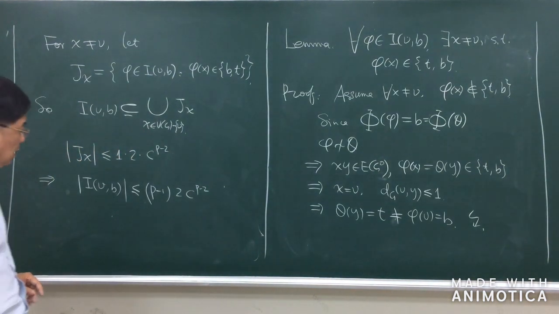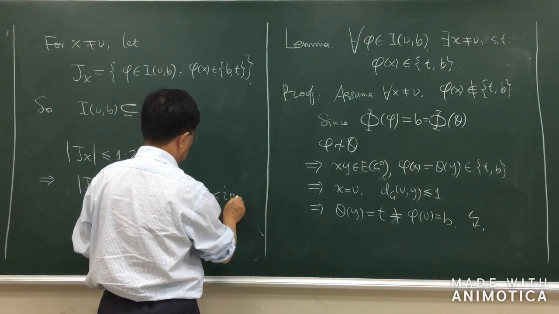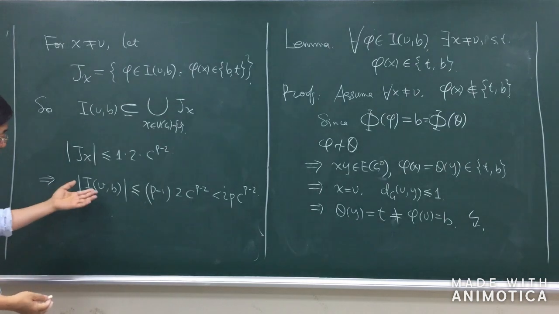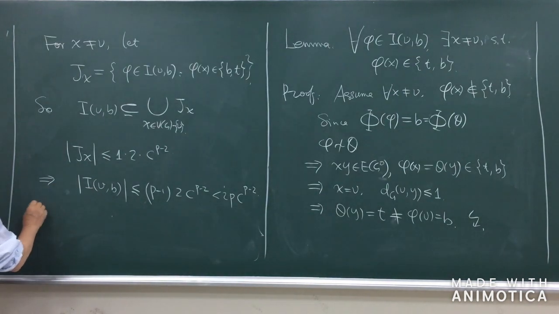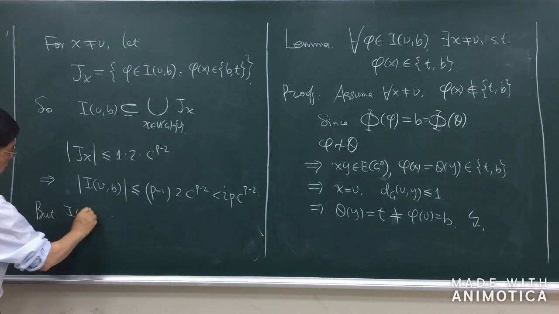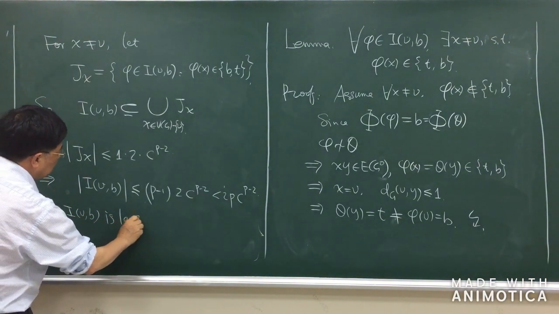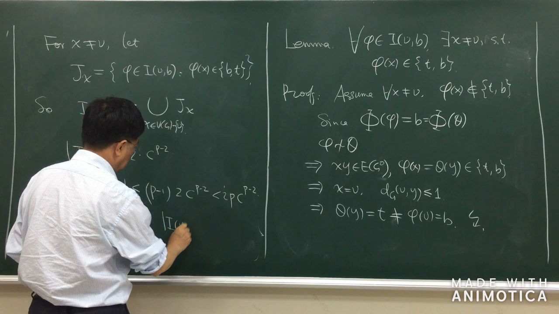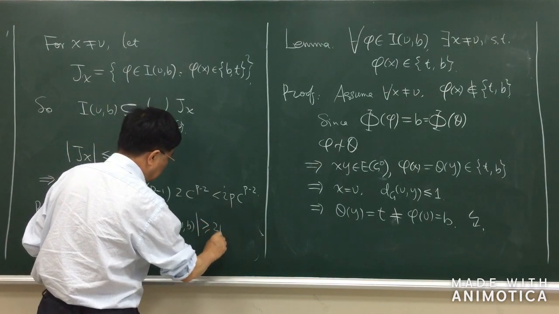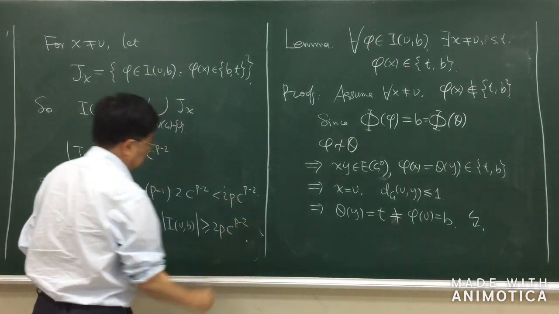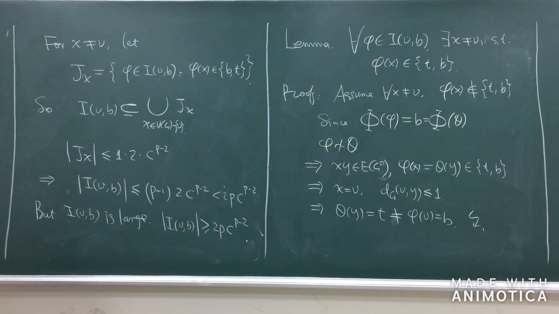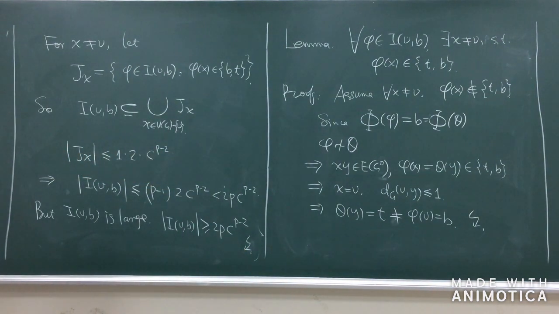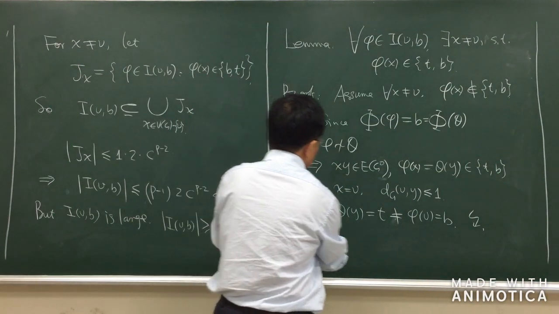Which is less than 2 p c to the p minus 2. But I V B is large. What does large mean? Large means that it's bigger than that. I V B is at least 2 p c to the p minus 2. So that is the contradiction. This finishes the proof. So that's the end of the proof.